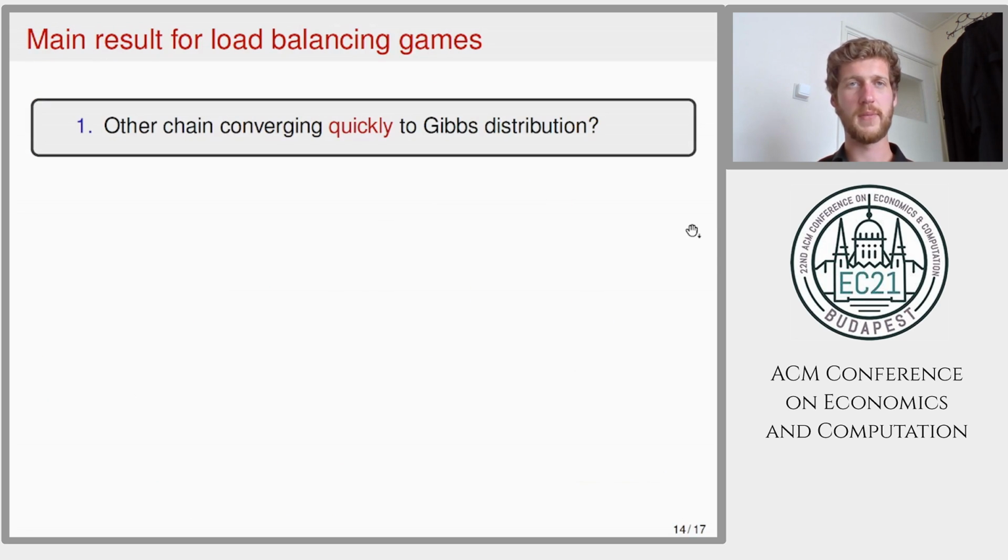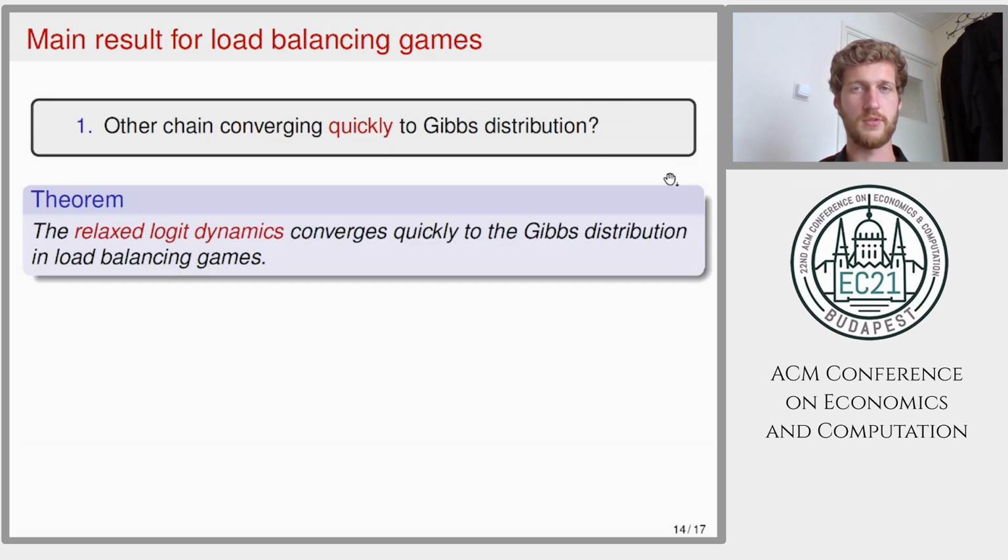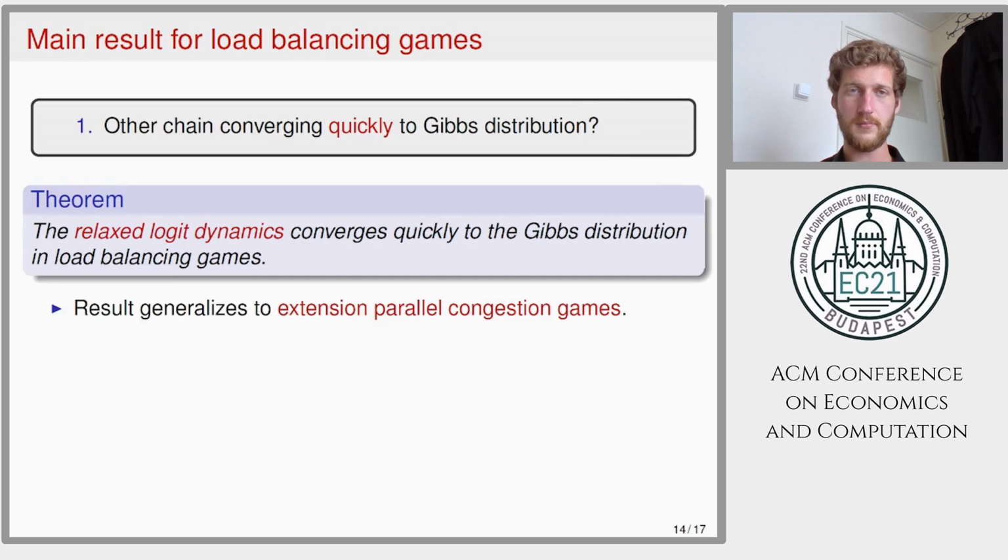So without further ado, let me mention the main result that we obtained in this paper. It turns out that for load balancing games and for a slightly larger class of games, we are able to give a positive answer to this first question. Is there some Markov chain converging quickly to the Gibbs distribution? There is a Markov chain, a small variation on the logit dynamics, that indeed converges quickly to the Gibbs distribution in load balancing games. And this result actually extends to so-called extension parallel congestion games. That's our generalization of load balancing games.